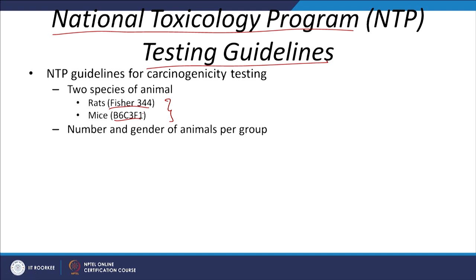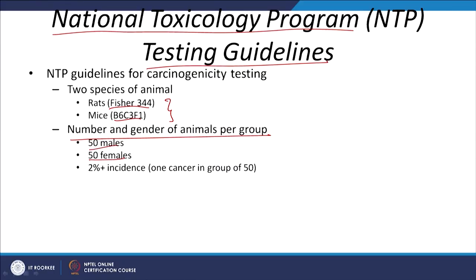Number and gender of animals per group: you need to look at keeping the control such that you try to mimic what is out there in nature. So, we are going to look at 50% males and 50% females, and a 2% or higher incidence in that particular group. As in, if you take a test group of humans out there.